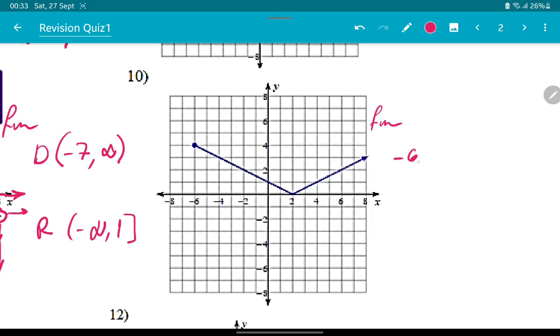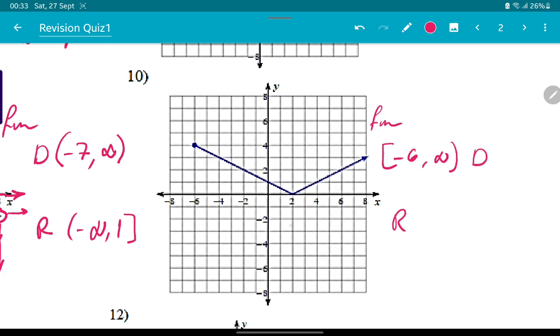The domain from -6 to, with the ray, it's positive infinity. This -6 and the infinity always take a parenthesis. For the domain, this is the domain.